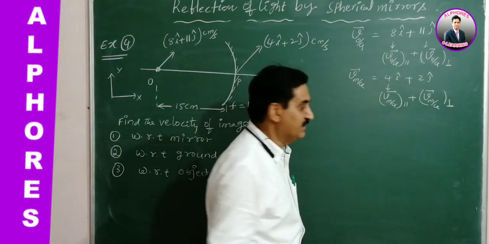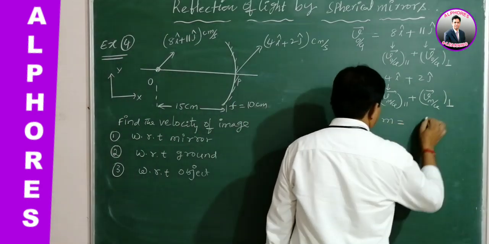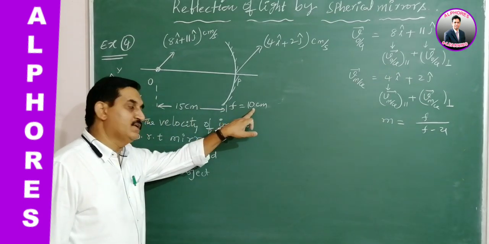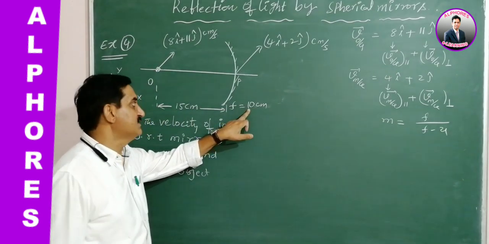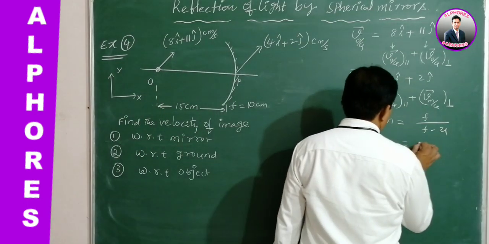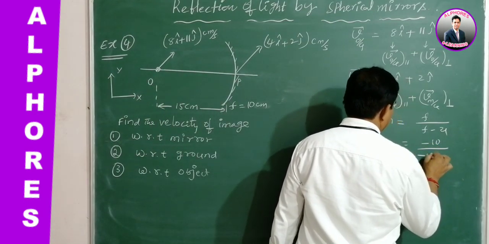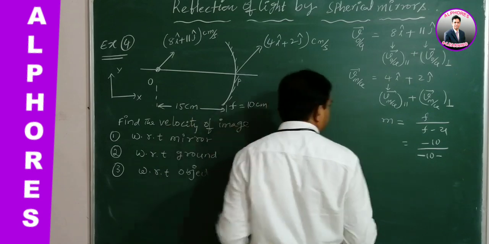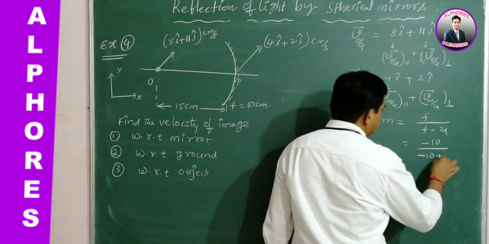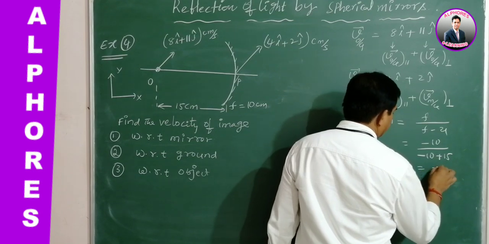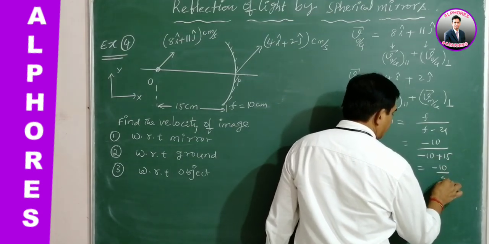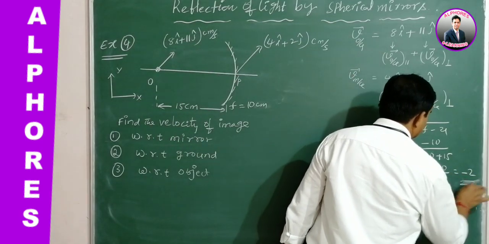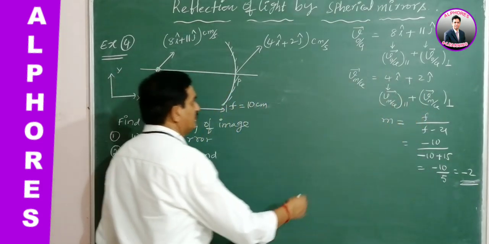And one more point remains here, magnification. Let us find magnification, f by f minus u. Here the focal length of the concave mirror is given, 10 centimeters. Sign convention minus 10 because it is a concave mirror. Minus 10 by minus 10 minus object distance, real object, therefore against, so 15 is minus 15. So it gives minus 10 by 5, which gives minus 2. This is the magnification. Minus 2 is the magnification.